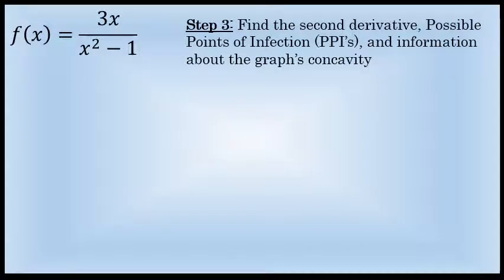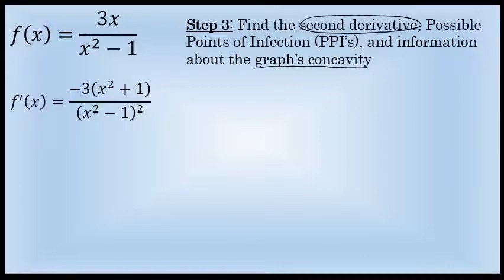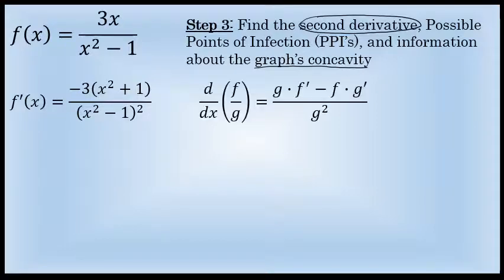And to find information about the graph's concavity, we have to find the second derivative. So there's more calculus in this step. We found that the first derivative was negative 3 times the quantity of x squared plus 1 all over x squared minus 1 squared. To find the second derivative, we'll take the derivative of the first derivative, again using the quotient rule. This time the numerator is negative 3 times x squared plus 1, and the denominator is x squared minus 1 squared.